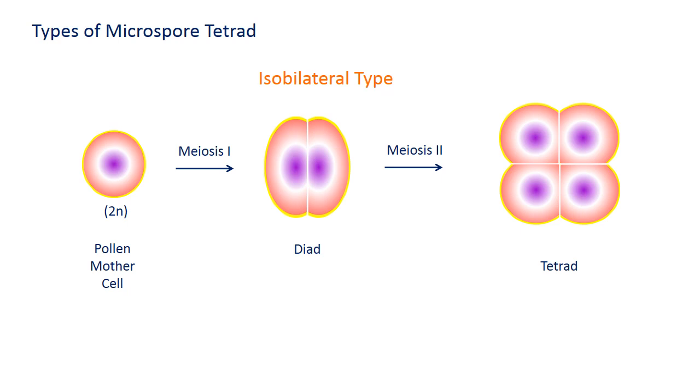Isobilateral type of tetrad. Here, the pollen mother cell divides longitudinally by meiosis first to form a dyad. Then the dyad further divides by meiosis second transversely to form the tetrad. Therefore, the 4 microspores are arranged in isobilateral form in case of this tetrad.